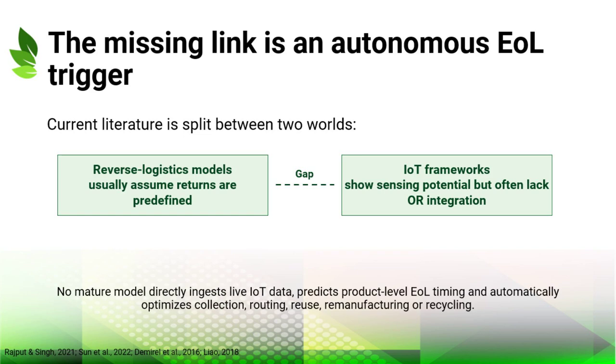On the other side, IoT frameworks describe how products can be monitored in use and how predictive data could support circular decisions. Yet these frameworks often remain conceptual and are not fully connected to formal optimization models. The chapter concludes that no mature, fully specified model currently ingests live sensor data, predicts product-level end-of-life timing, and automatically selects or optimizes the next reverse logistics action. Understanding this split clarifies why integration remains difficult.